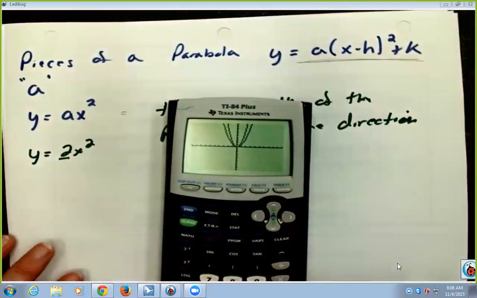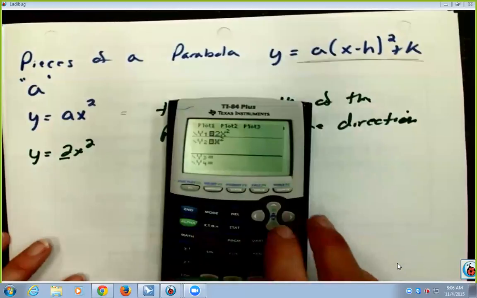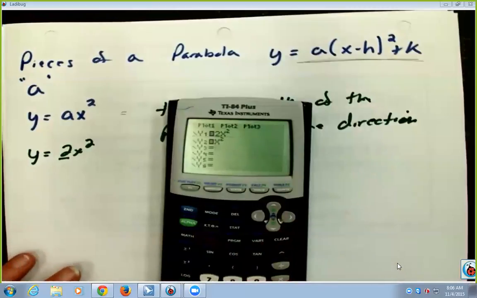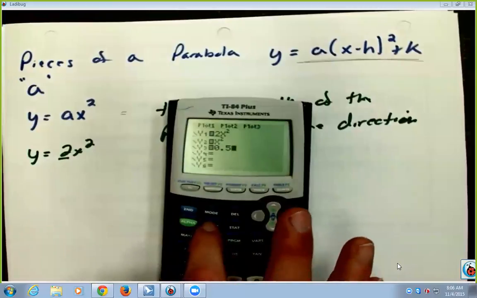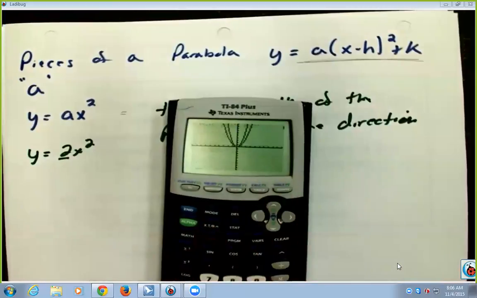Okay? So then, if I go to y equals, and I go down to the third piece, and I put in a third graph, let's see what happens with this one. So if I put a decimal in front of it, so 0.5 x squared, and I hit graph, there's the first 2, and what did it do to it? Well, it made it wider, okay?